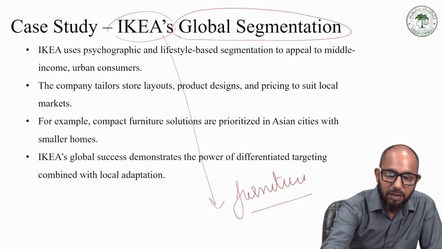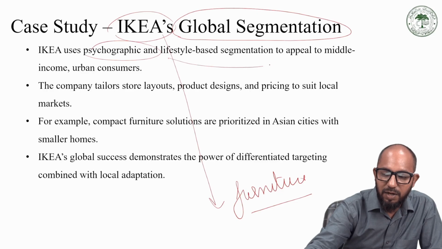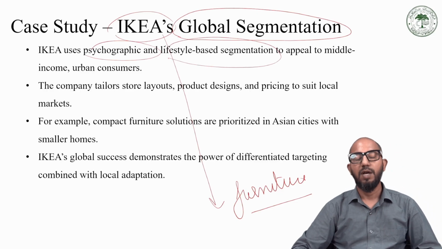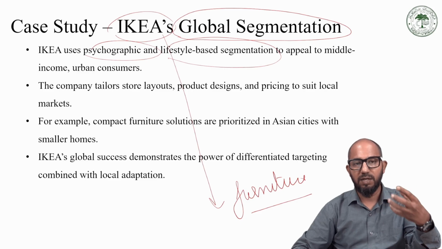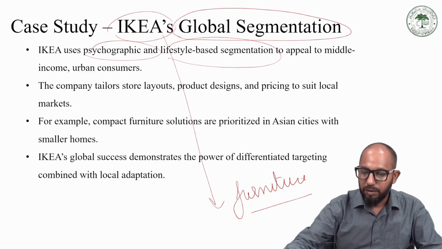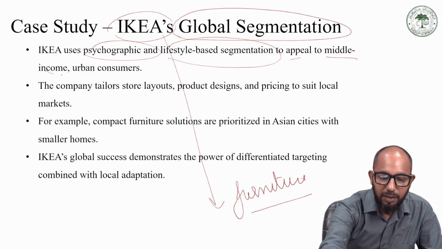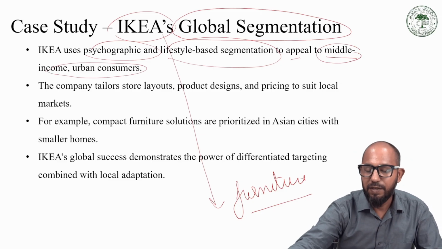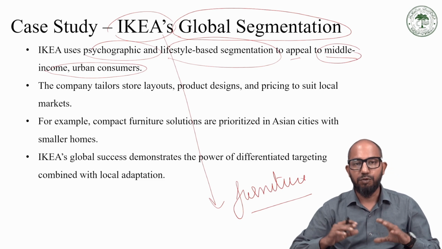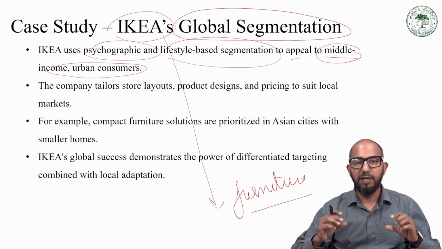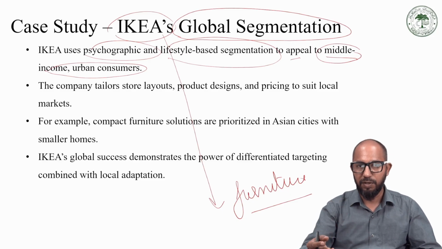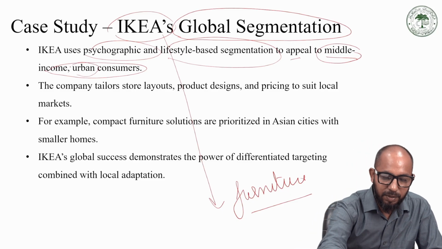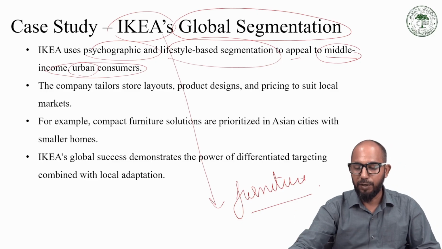IKEA has used psychographic and lifestyle based segmentation, wherein they are trying to find out the different consumers based on their lifestyle, their attitudes. They are targeting middle income and urban consumers. As you know, particularly in most of the developing countries, the middle income population is more and urbanization is increasing. Therefore, the needs of urban people is also more in terms of furniture.